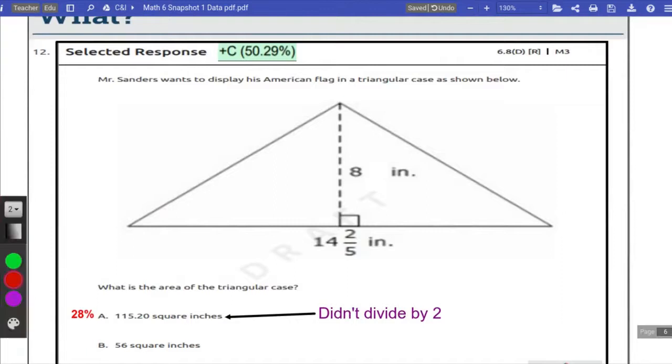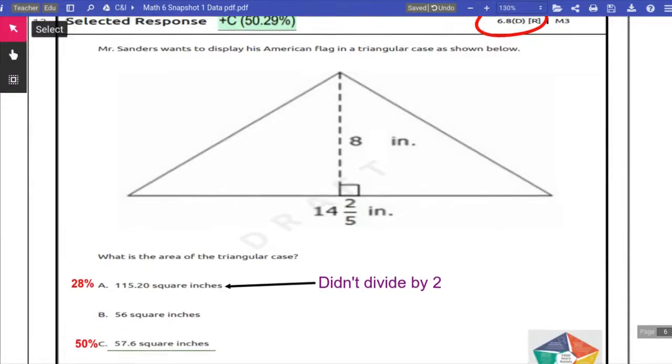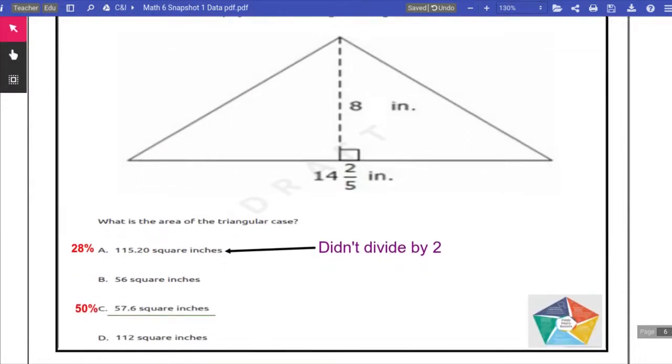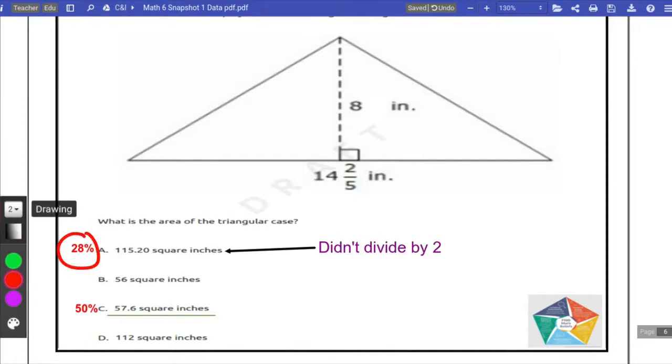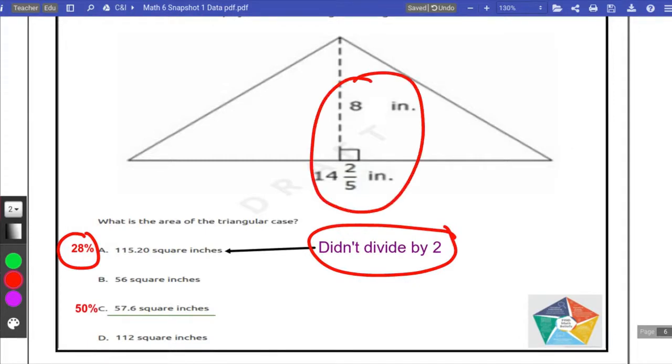We also have another question that I want to highlight, question 12 for 6.8D. With this question, the student was supposed to just find the area of the triangle. Well, 28% chose A. That is because they didn't divide by 2. They multiplied these 2, just didn't divide by 2, and they're stuck with A. But really the correct answer is here. So if you combine those two, we're looking at 78% of our students in the district were able to at least start in the right direction.